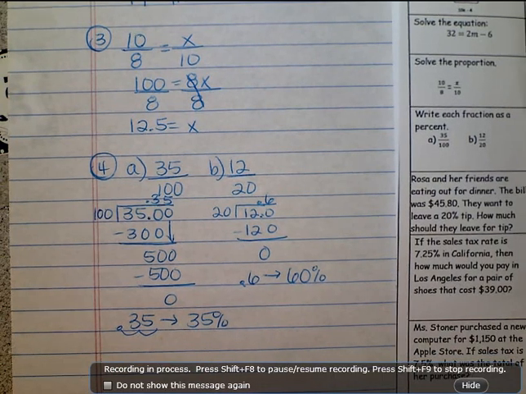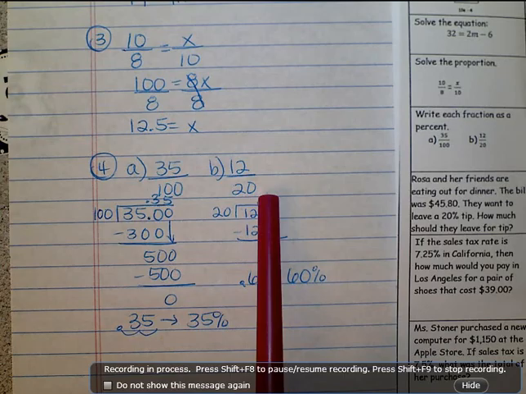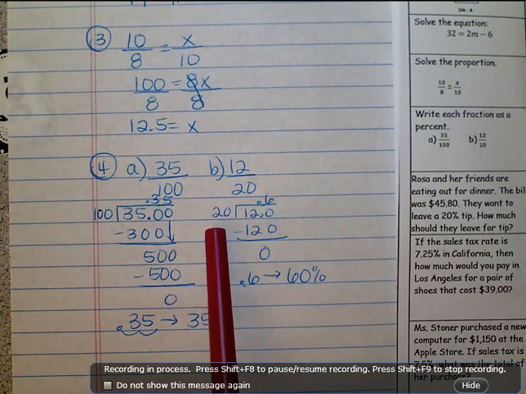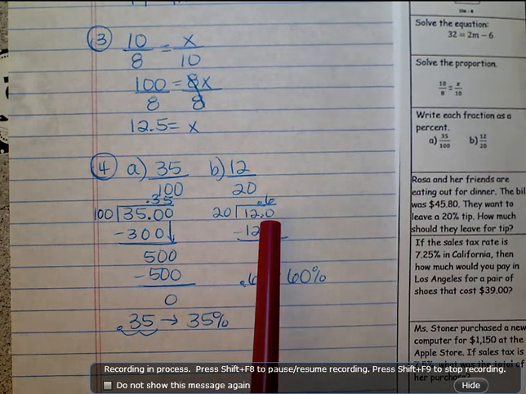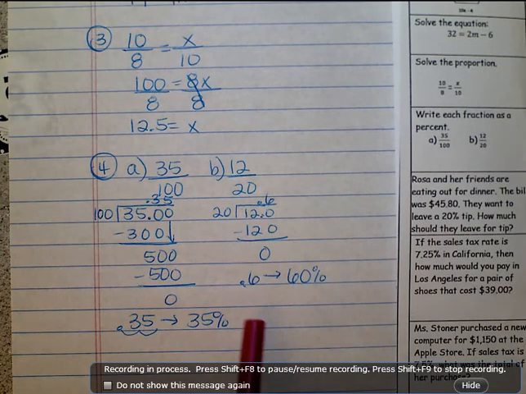For b, again, I take the top and divide by the bottom. So I have 12 divided by 20, and that leaves me with a decimal of 0.6. I need to swoop to the right twice. When I do that, I'm left with 60%.